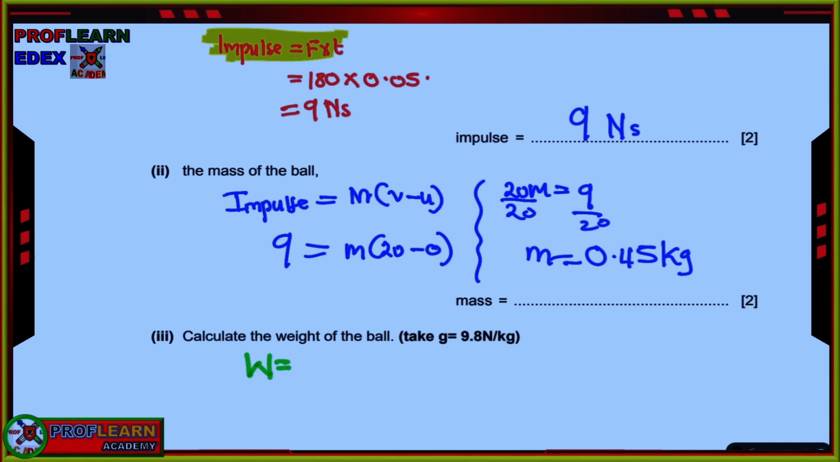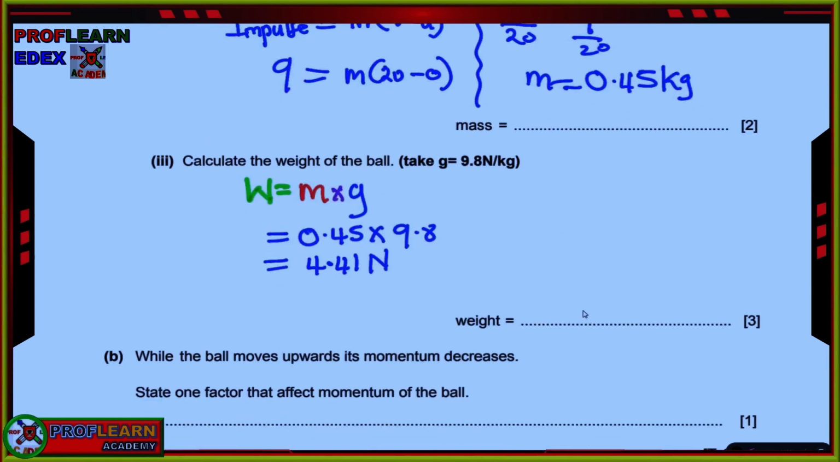Now calculate the weight of the ball, because whatever we have now is the mass. The next thing we need to do is to work out the weight, and the weight is mg. You are given gravity to be 9.8, so that will depend on what you are given in an exam. If you are told g is 10, you'll use 10. If you are told g is 9.8, you use 9.8 in this case. If we work it out, we get 4.41 newtons as the weight.